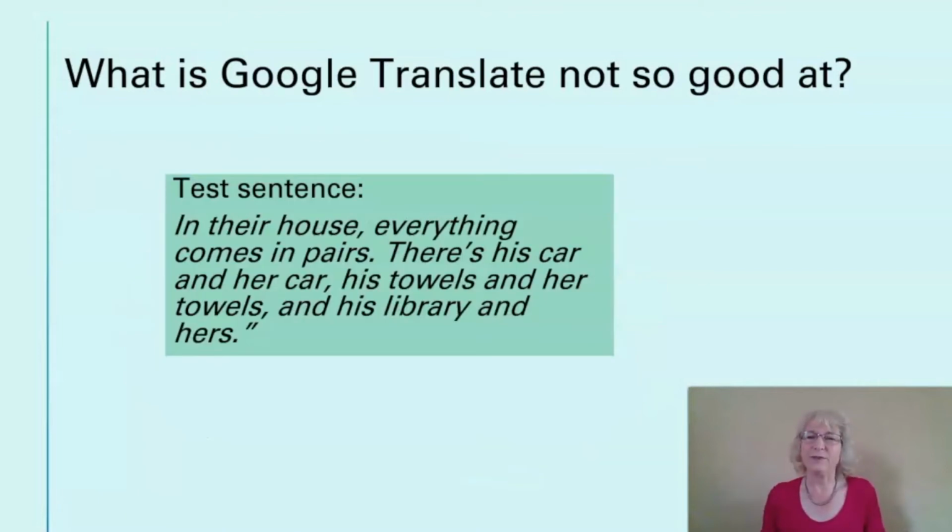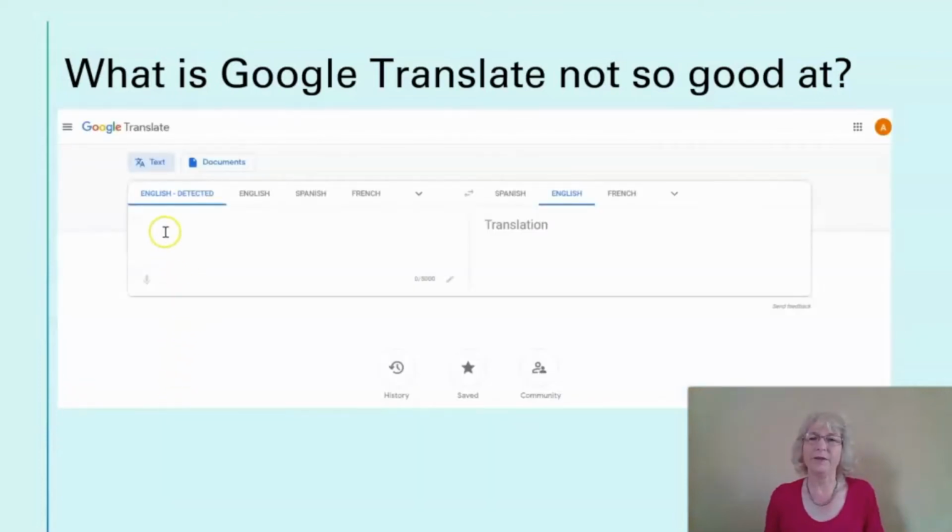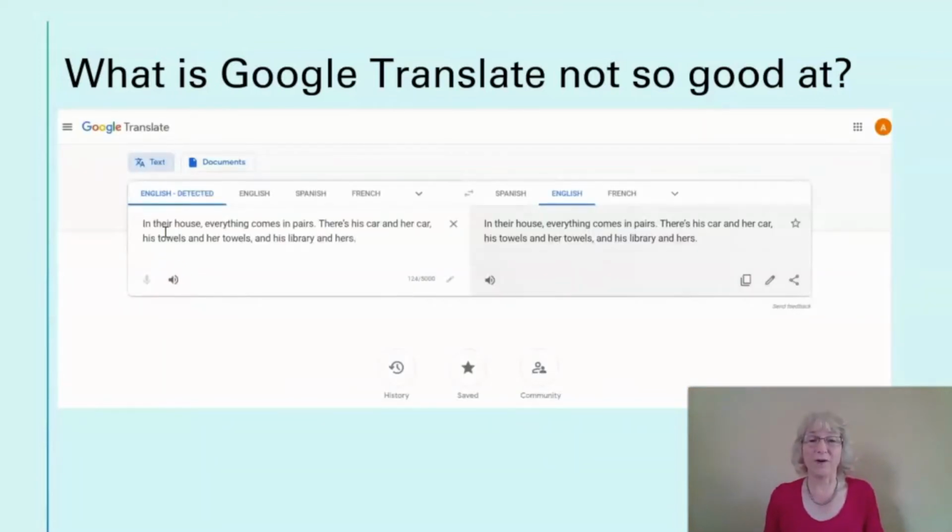Hofstadter tested Google Translate on an apparently simple sentence. In their house, everything comes in pairs. There's his car and her car, his towels and her towels, and his library and hers. Although his article was written in 2018, I discovered that Google produces the same results now as he reported then. Let's see what happened. We put the source text into the box and ask for the French translation.